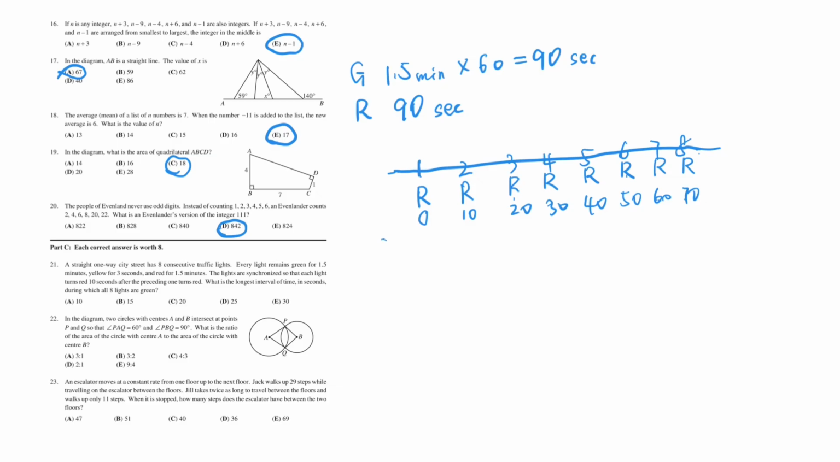From the 90 seconds, the right line plus 90 will be the start of the green light. So number 1 will be green at the 90 seconds. From 0 to 90, that's the red. From 90 to 180, that will be green.